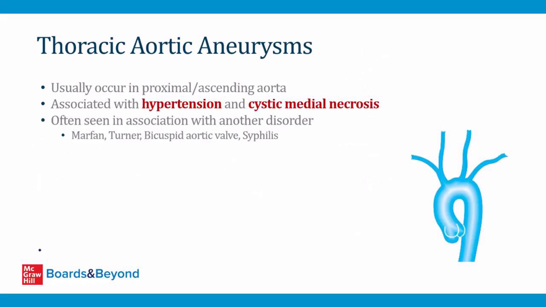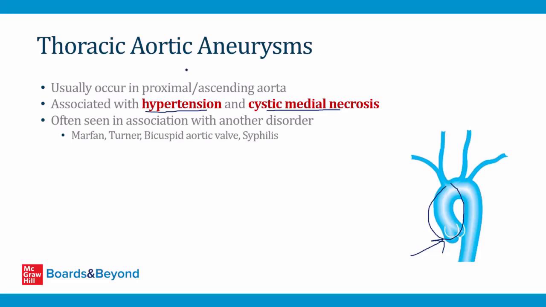So we'll start with thoracic aortic aneurysms, which, as the name implies, are aneurysms that develop in the portion of the aorta found in the thorax or above the diaphragm. Usually these aneurysms occur in this part here, in the proximal or ascending aorta, just above the aortic valve, which is found right here. These types of aneurysms are strongly associated with hypertension. High blood pressure over time can weaken the walls, and that's what leads to development of the aneurysm. And also a pathologic process called cystic medial necrosis, and I'll talk about what this means in just a second.